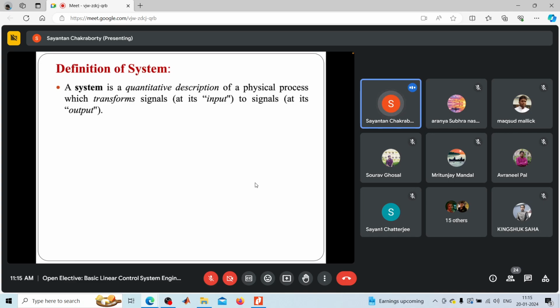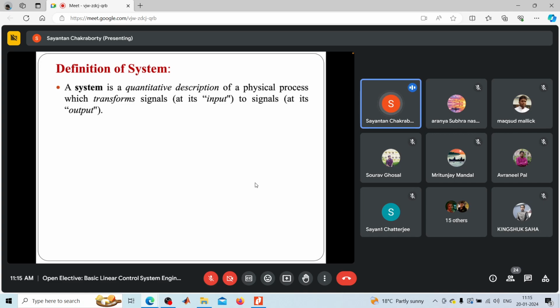What is qualitative? Qualitative means you say it's a good system, its performance is good, or its performance is not satisfactory. That doesn't qualify as a description, because you're not specifying how good it is or in which respect the performance is satisfactory. What are the parameters or the indices that you are talking about? So a system can be thought of as a quantitative description, not a qualitative one. Of what? Of a physical process.